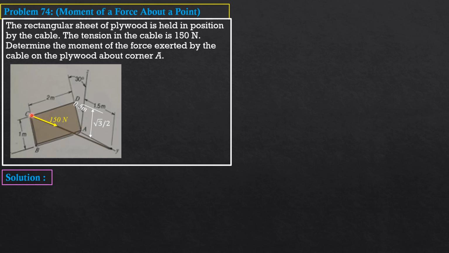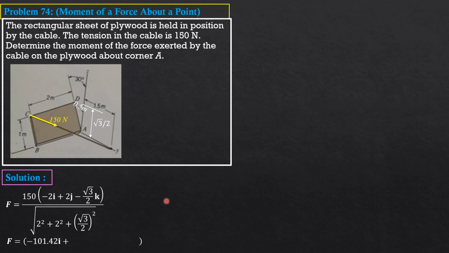So the force is directed backward, so negative 2i. Rightward, 0.5 plus 1.5 is 2j. Then downward, negative square root of 3 over 2 k. So the force is 150 times the quantity negative 2i plus 2j minus square root of 3 over 2 k, over the magnitude of the distance: 2 squared plus 2 squared plus the quantity square root of 3 over 2, squared. So F is equal to negative 101.42i plus 101.42j minus 43.916k newtons.